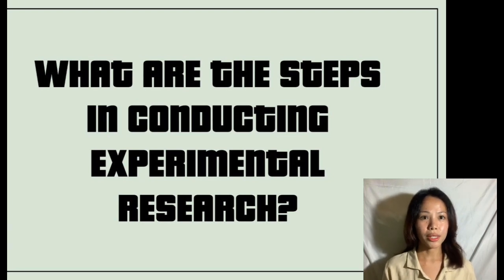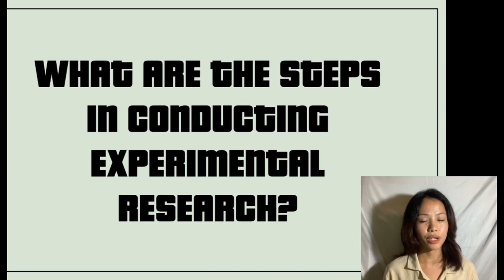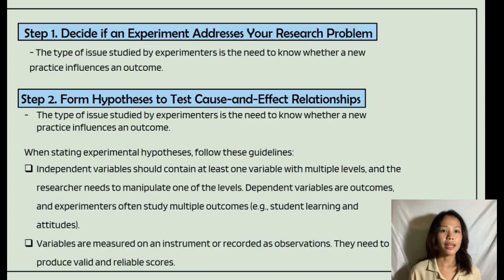also begun to understand some of the procedures involved in conducting an experiment. Although there is no set procedure for conducting an experiment, it is better to understand the general process before you begin. So, what are the steps in conducting an experimental research? First step is decide if an experiment addresses your research problem.